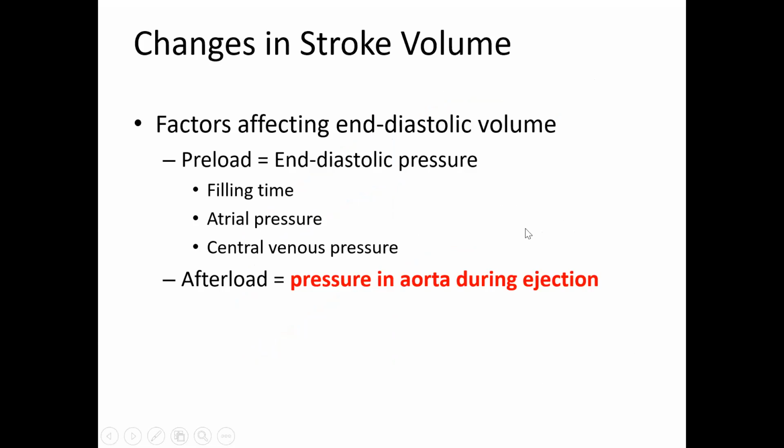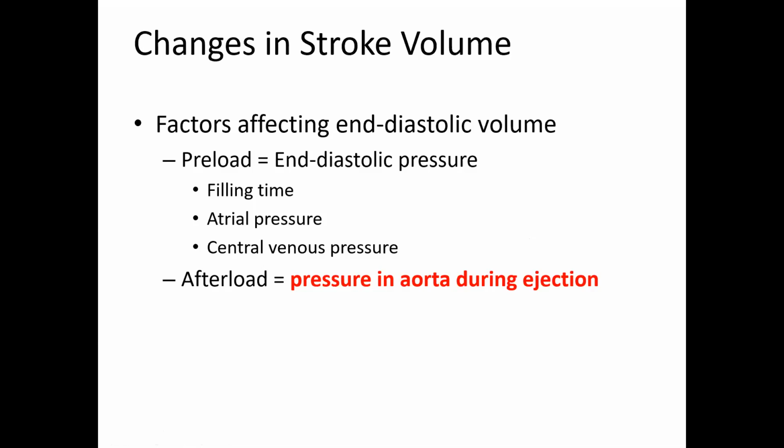Let's talk about the, so this is also the final factor that affects stroke volume. So let's recap here. We talked about the first factor, which is the end diastolic volume, and then we talked about the contractility of those myocardial cells. And then the third factor here is afterload. When we talk about afterload, we're going to have to speak about preload first.